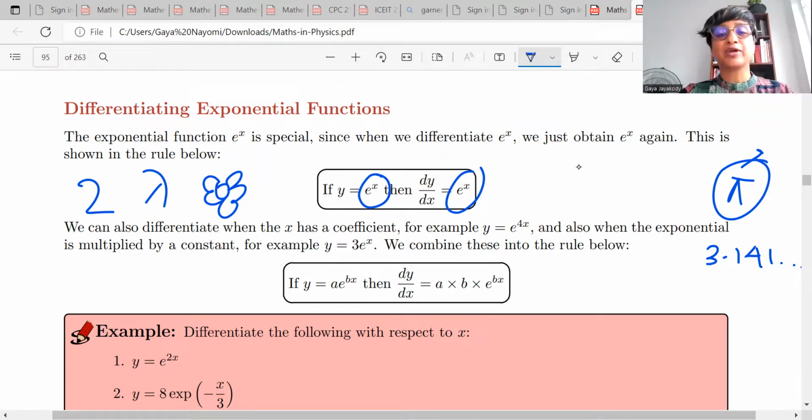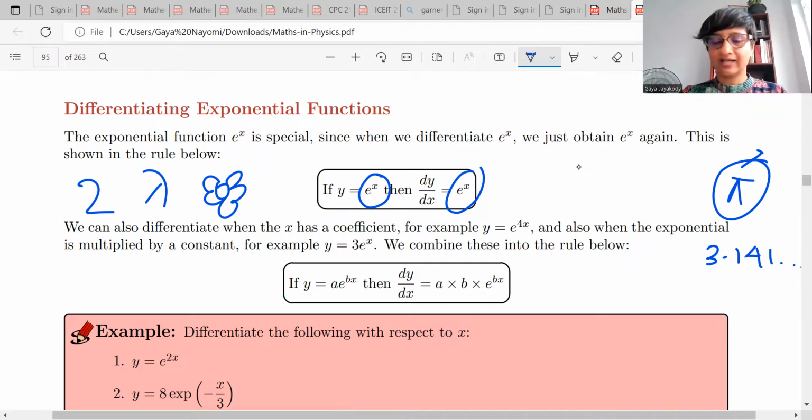So you can remember that the derivative of e to the power of x is e to the power of x. Because E stands for exception. It's an exceptional function. It's the only function whose derivative is itself.